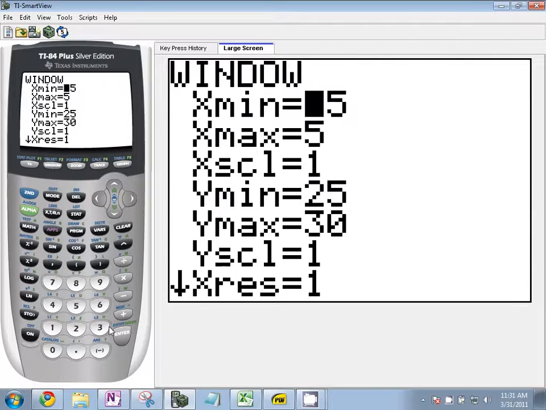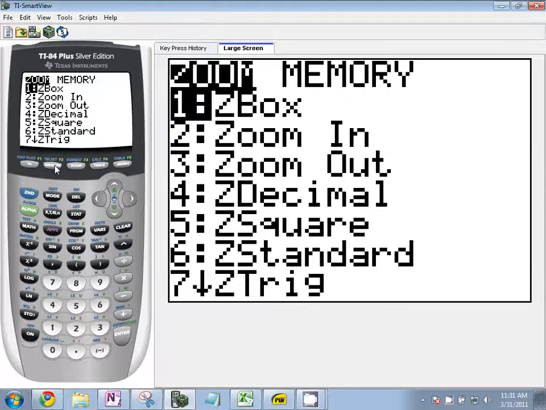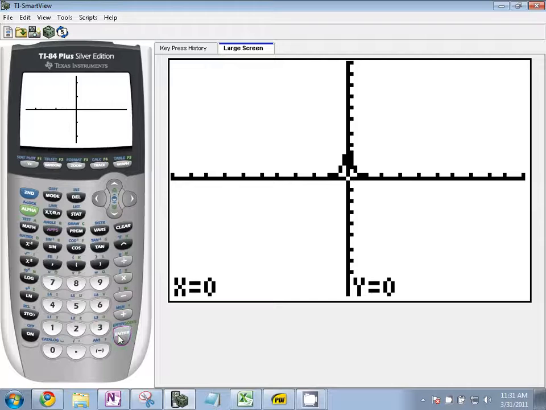So if we zoom standard on this, you should see a little blip right in the middle. Blip. So let's actually zoom in. Let's just do zoom in. It's kind of nice, I guess. Zoom in. It blips up.